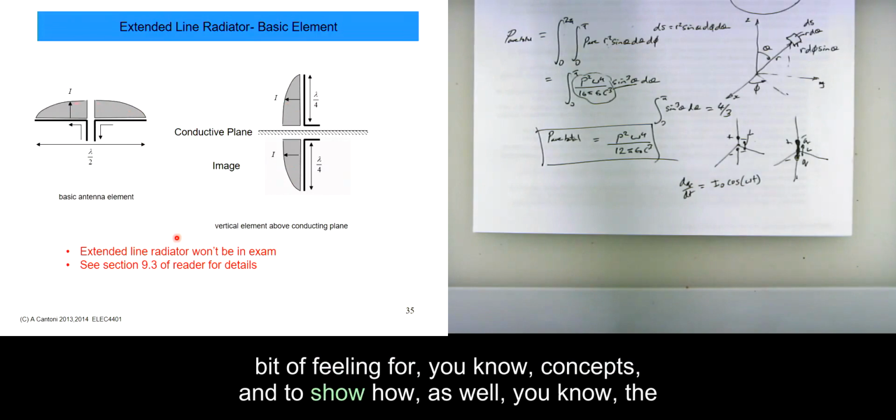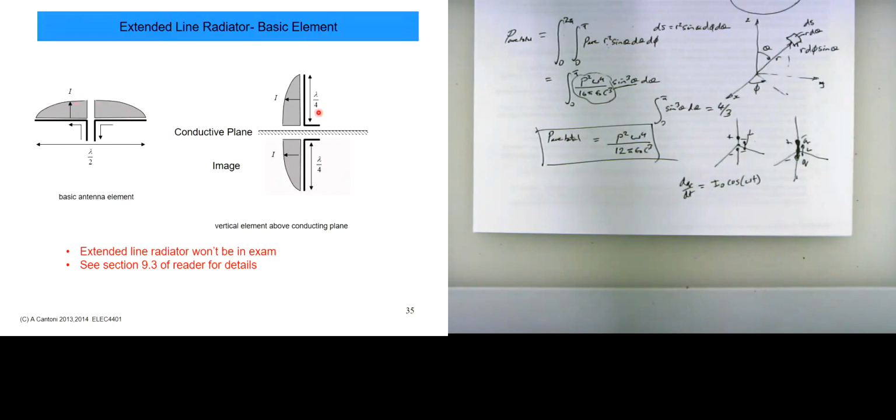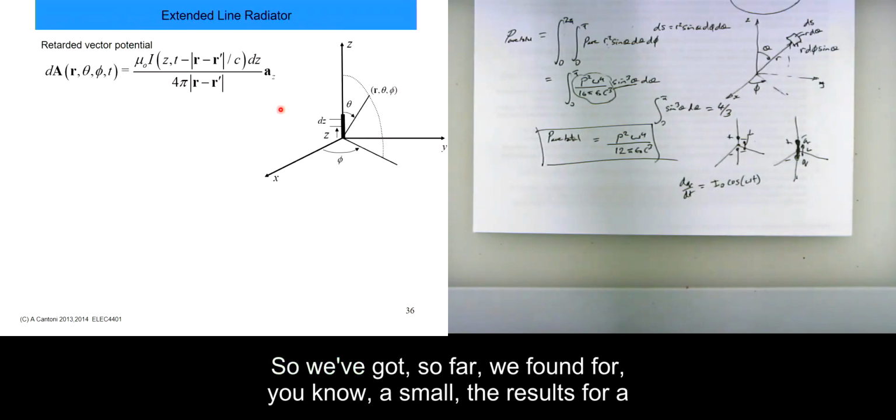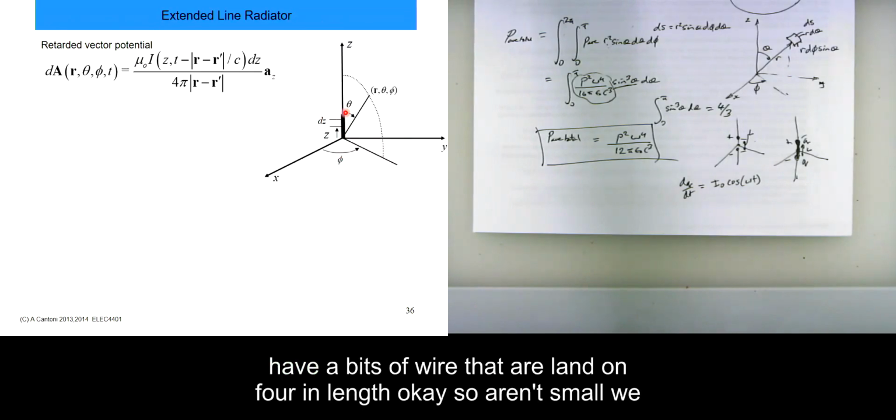Okay, and to show how the work we've done can be used to solve real world problems. So far we've found the results for a small current element. So for our extended antenna, which might have bits of wire that are lambda on 4 in length, so aren't small.